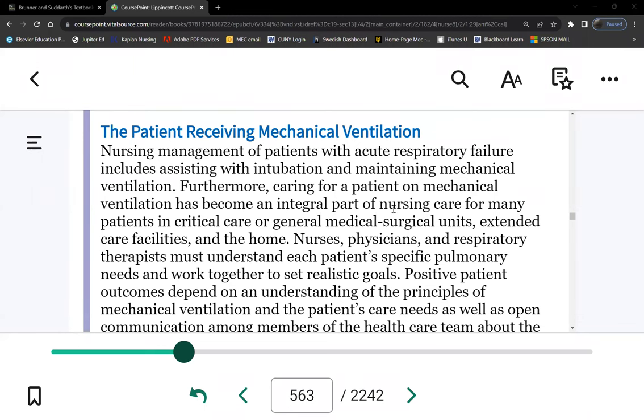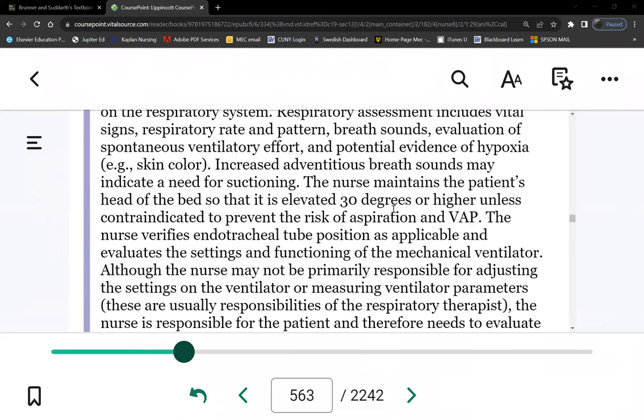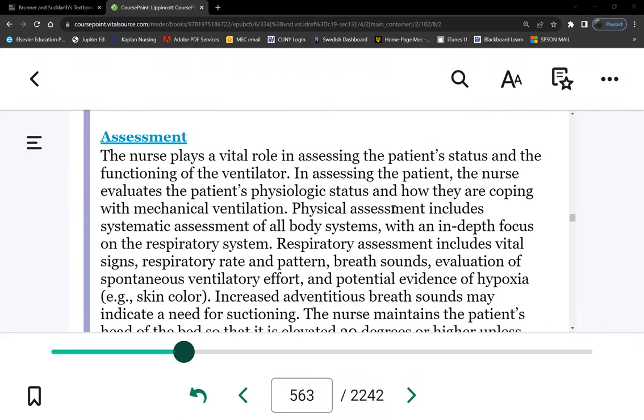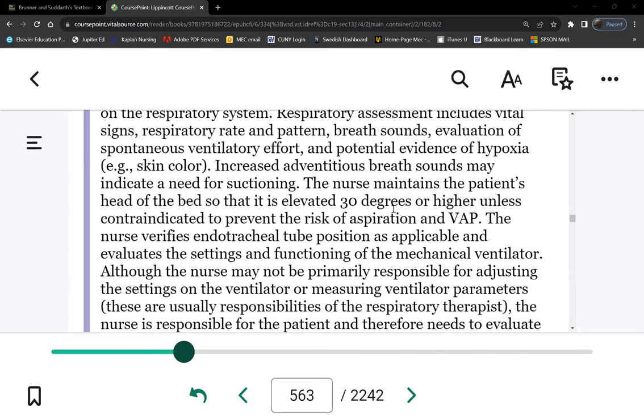So here's your nursing care now. You're watching not only the response to therapy, which is not always positive. We may have complications. Patients may have untoward effects due to the nature of the airway, the artificial airway, and the mechanical ventilator. So you watch for indicators of hypoxia, or obviously indicators whether or not they are doing well or not doing well.